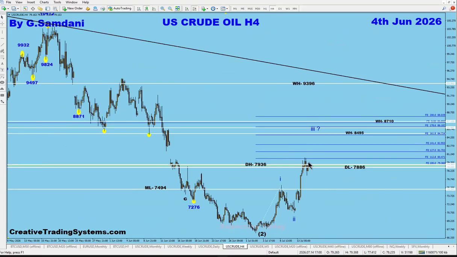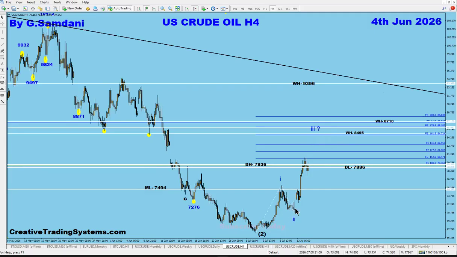1, 2, and wave 3 would probably end up here somewhere. Then we're going to drop for wave 4 and wave 5. That would be wave 1 or A, and then drop. So right now we are going up, and maybe this is the target. I'm looking for another entry to go there. If I get one, I'll take it.